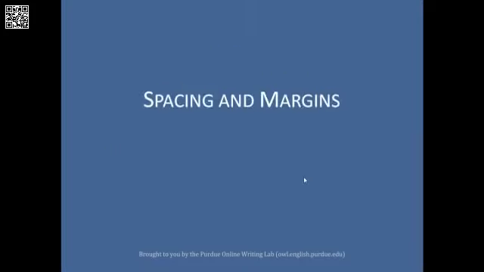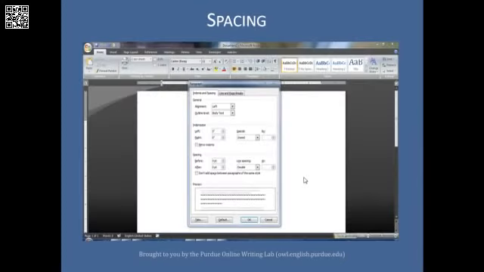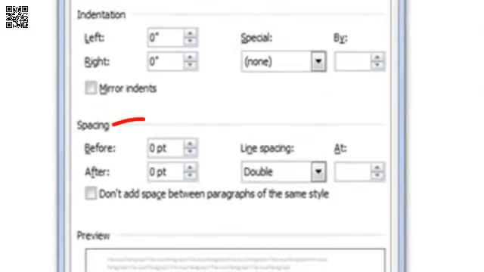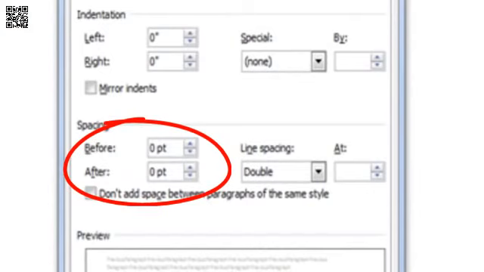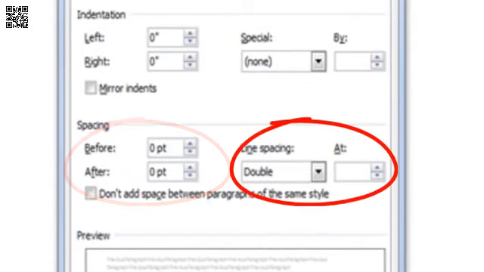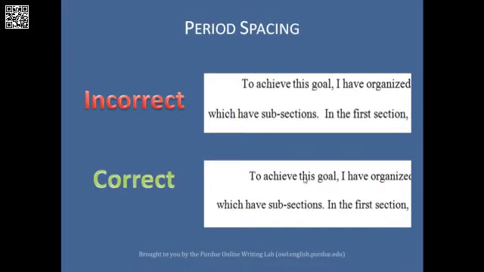Spacing and margins. Make sure your line spacing is set to double space. To do this, open up the paragraph menu in Microsoft Word. Change the default line spacing setting from after 10 point to 0 point. Then change line spacing from multiple to double. Leave only one space after periods or other punctuation marks unless otherwise instructed by your teacher.